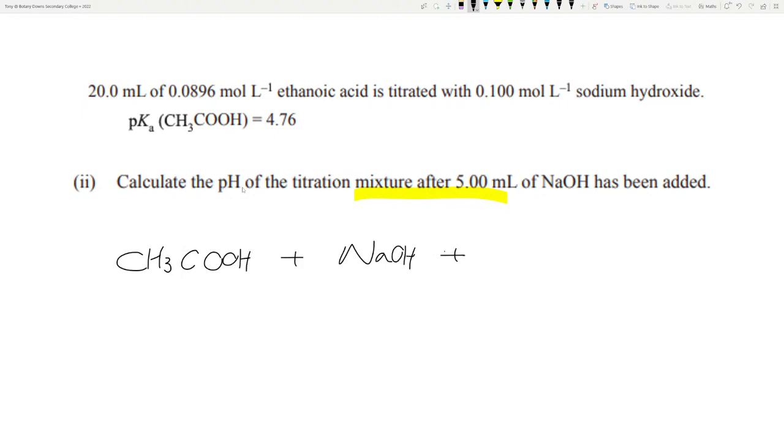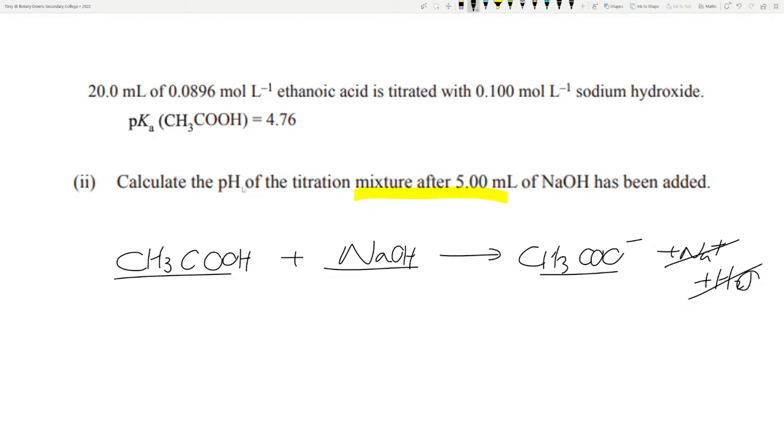So you got ethanoic acid plus sodium hydroxide, and what does that do? That's going to neutralize. So you're going to make CH3COO minus plus Na plus plus water. Okay, so this is neutralization. You should be able to write this as a year 13 chemist. I don't really care about these two. I'm more interested in this. So what do I know?